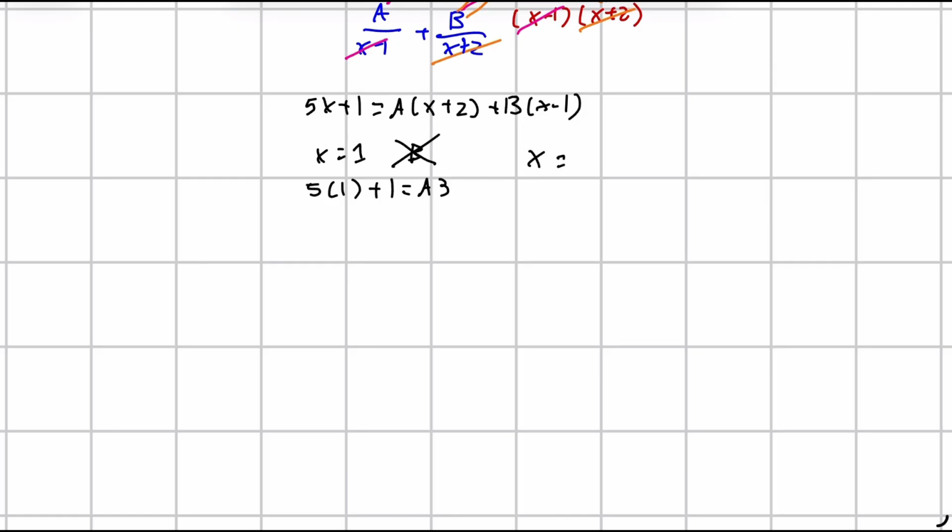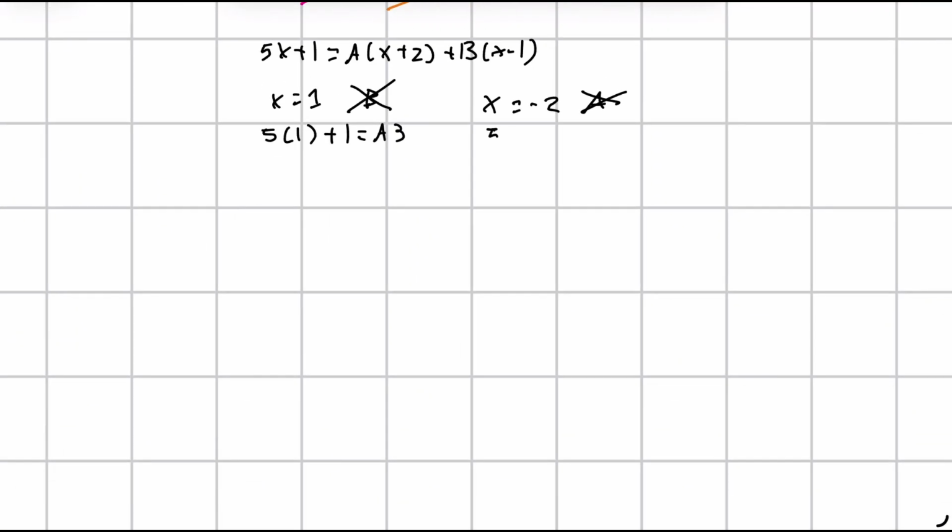And then when you have x is equal to negative 2, we plug in negative 2 here. So then, ignoring the part with A, we just get 5 times negative 2 plus 1 is equal to B times negative 3. So then you can just multiply 5 times negative 2. That's going to be negative 10 plus 1, which is negative 9. And then we have negative 3B. So B is equal to 3.